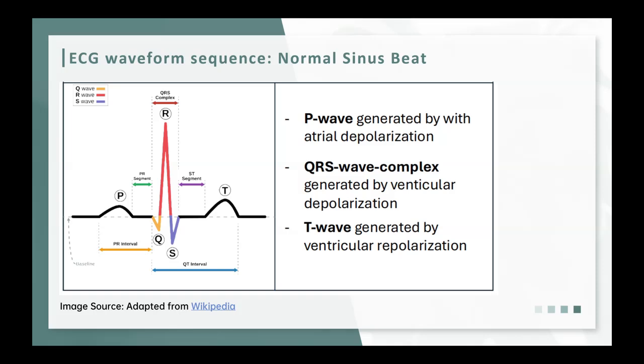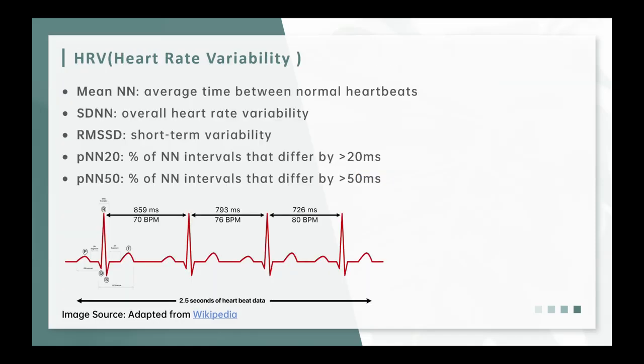This picture is a typical ECG waveform showing one heartbeat. The large spike in the middle is called the QRS complex, and the time between two R peaks is called the RR interval. By measuring how the RR interval changes over time, we can get heart rate variability, or HRV, which reflects how the nervous system controls the heart.